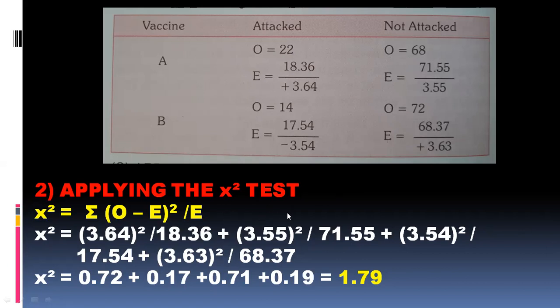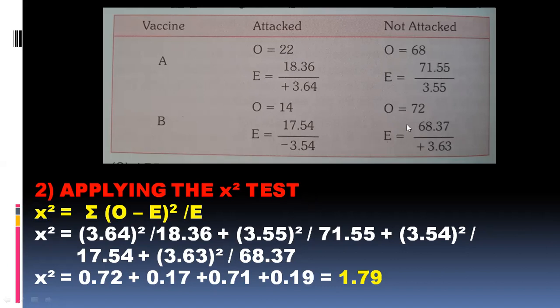So chi-square test is calculated by summation of O minus E square, that is observed value minus expected value square divided by the expected value. So here we have found in this table observed and expected for each observation. So we have to calculate chi-square for each observation. We have to put the values, like for this observation, it will be 22 minus 18.36 whole square divided by 18.36.